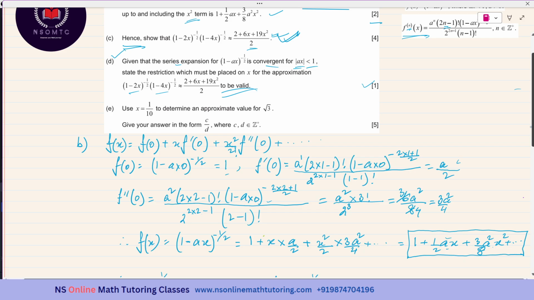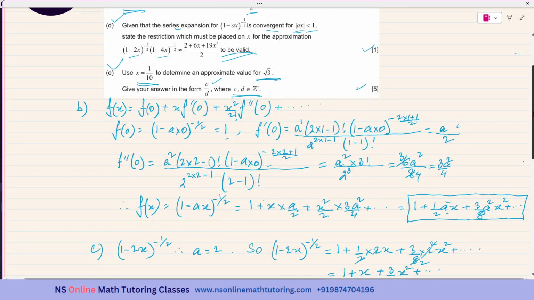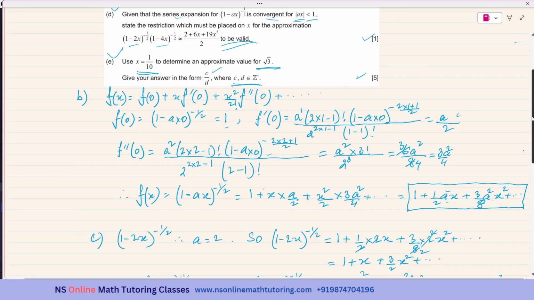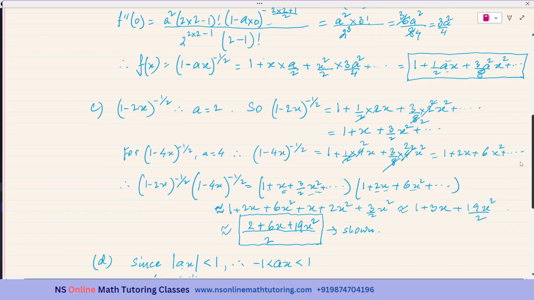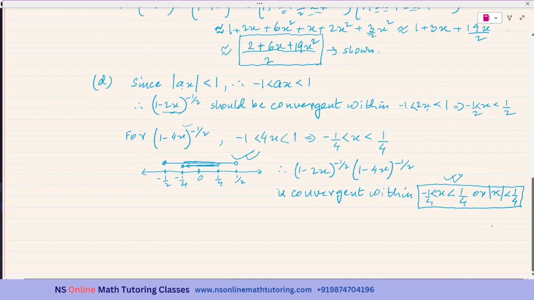And now we come to the final subpart, subpart E. Use x equal to 1/10 to determine an approximate value for root 3. Give your answer in the form C/D, where C and D are positive integers. It contains 5 marks. Okay, fine. So, x equal to 1/10. Okay. x equal to 1/10.